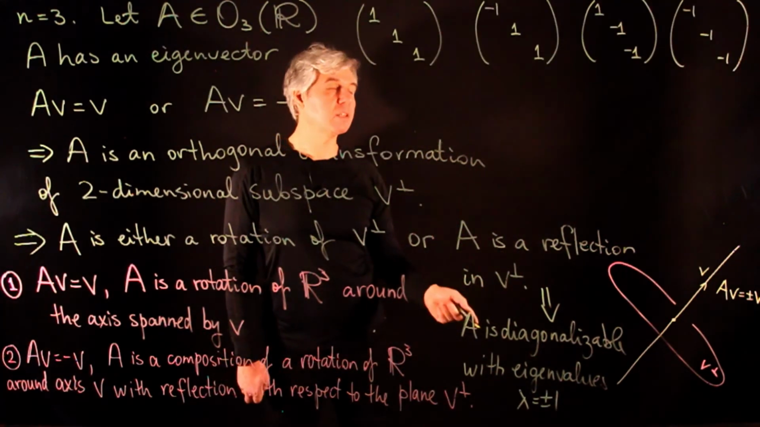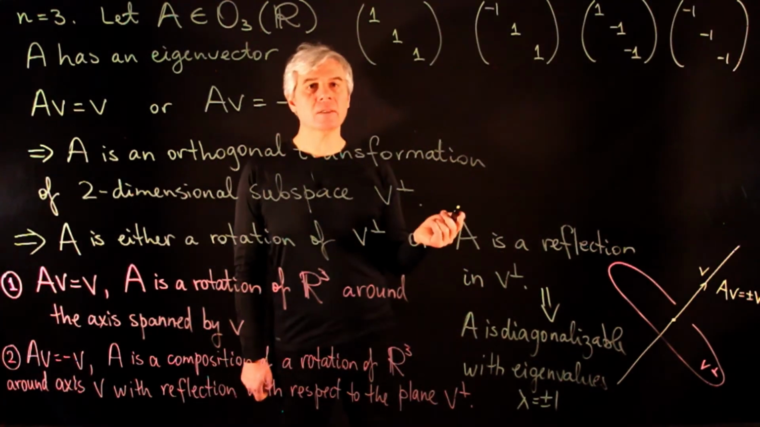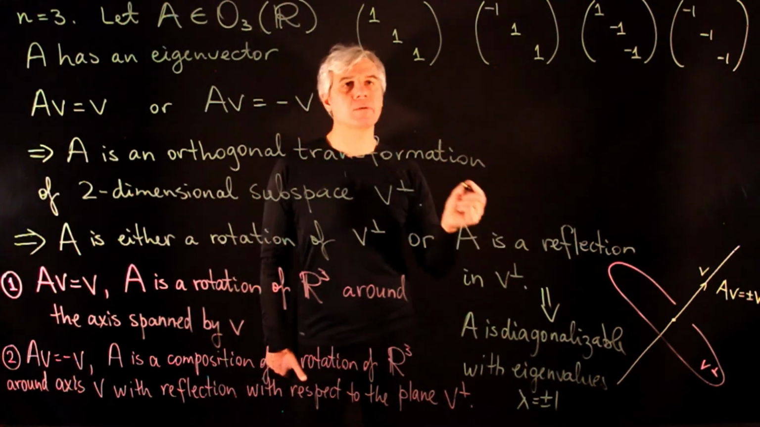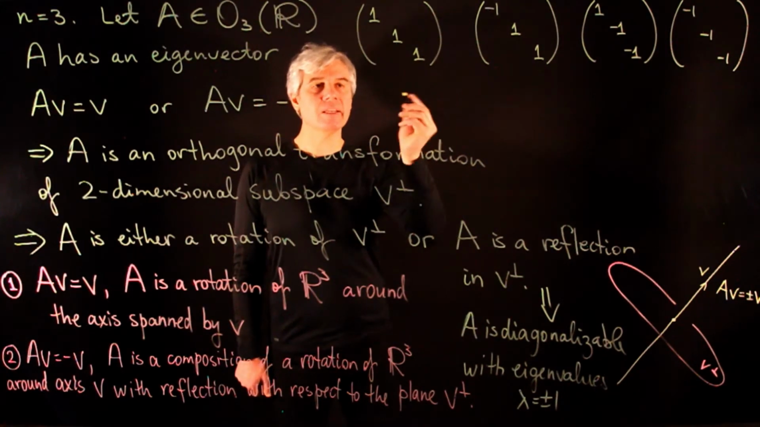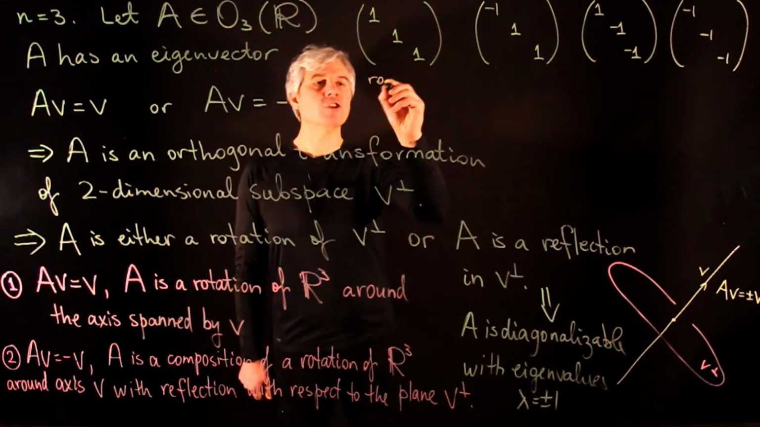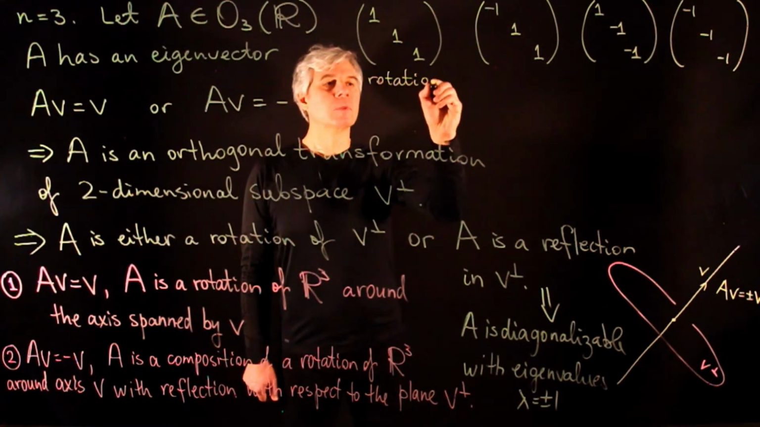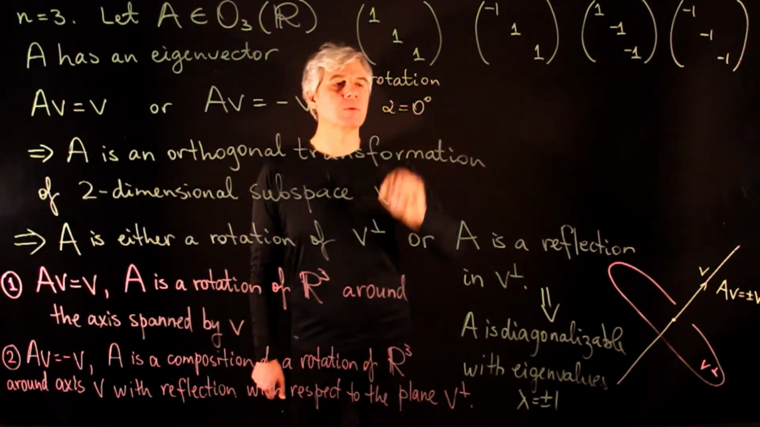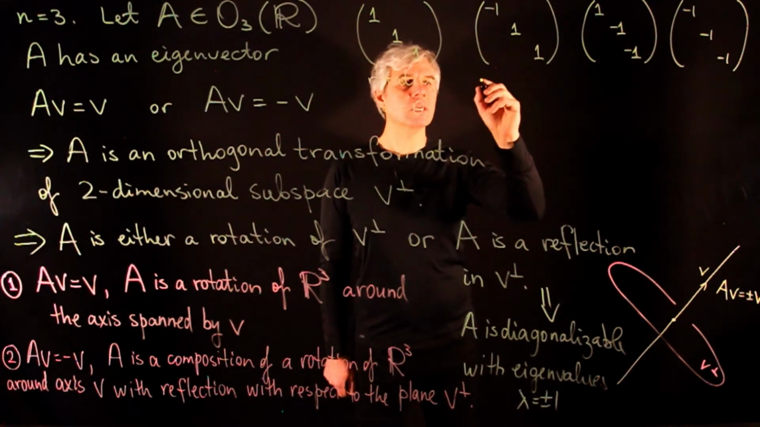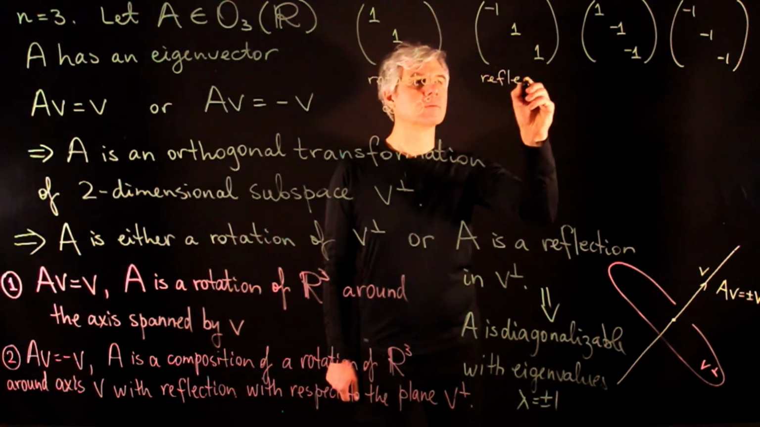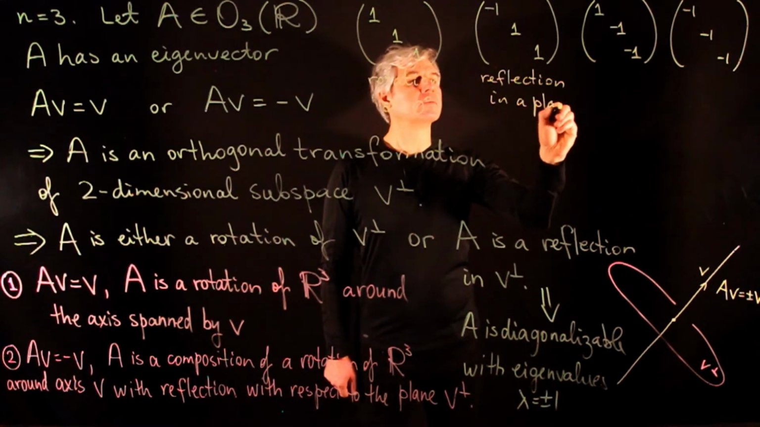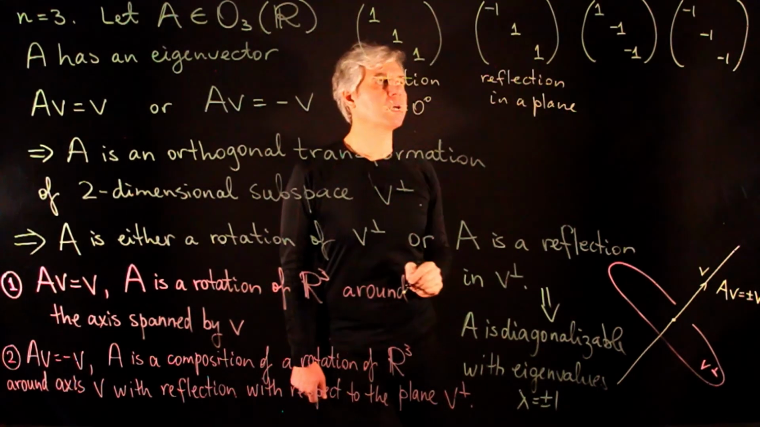Finally, let us look at the diagonalizable case. In this case, there will be a basis where A has one of the following four matrices. So the first case is the identity transformation. So this can be interpreted as a rotation in angle alpha, which is 0. In the second case, we have a single eigenvalue minus 1. So this can be interpreted as a reflection in a plane spanned by the other two basis vectors.